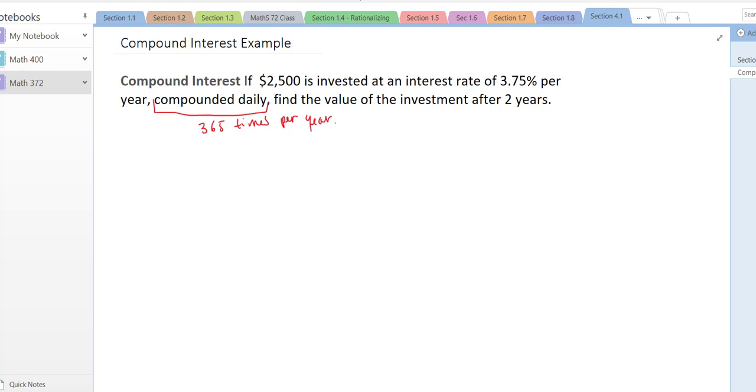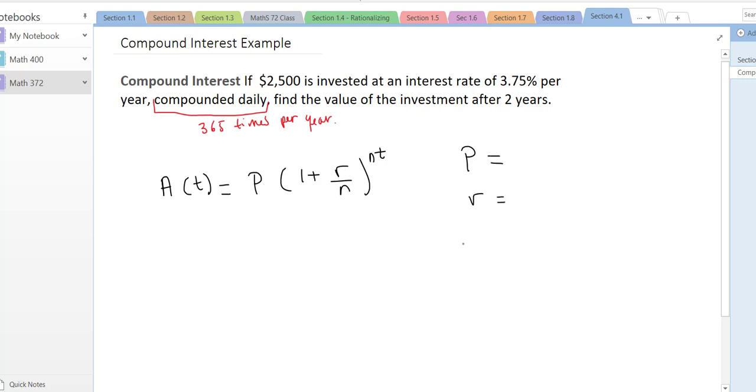So the formula that we're going to use is A of t is equal to P times 1 plus R over N to the nt. So what do we need to know? We need to know what P is, the original investment. We need to know what the rate is in decimal form. We need to know what N is and what T is.